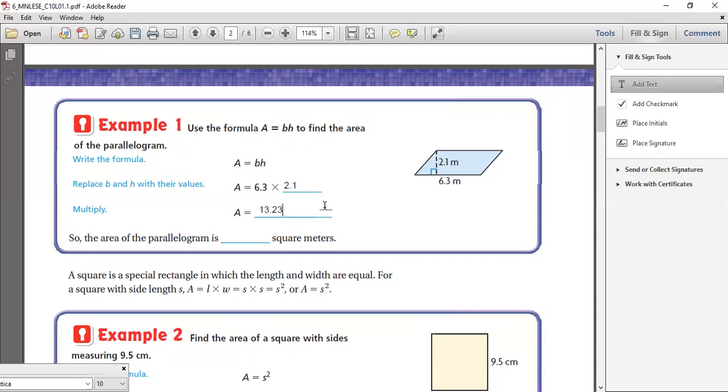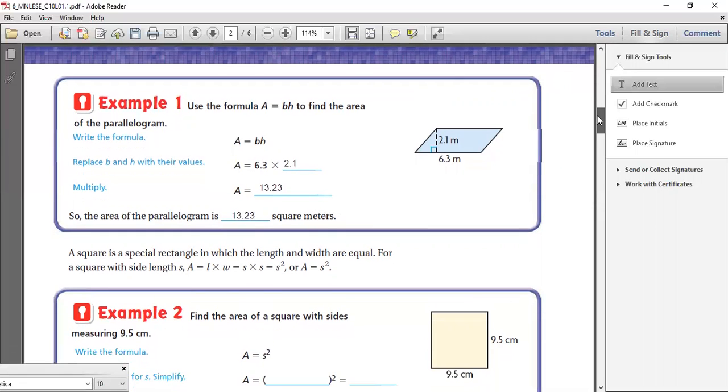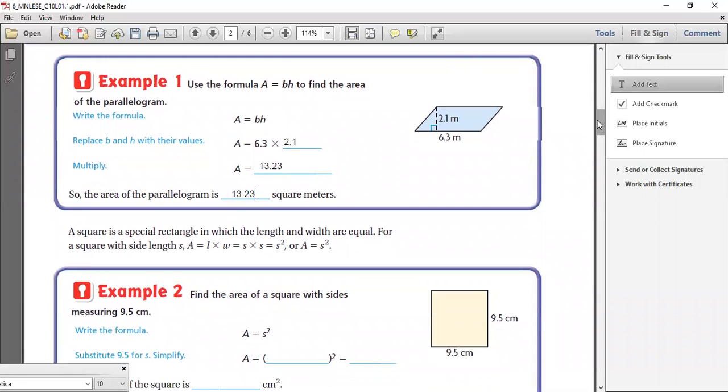6.3 multiplied by 2.1 will give you 1,323. Then you will count how many decimal places. So it will be 2. You will put 13.23. Now, so the area of the parallelogram is 13.23 square meters. This is how we find the area of a parallelogram. It's easy. Only thing is you have to remember this formula.